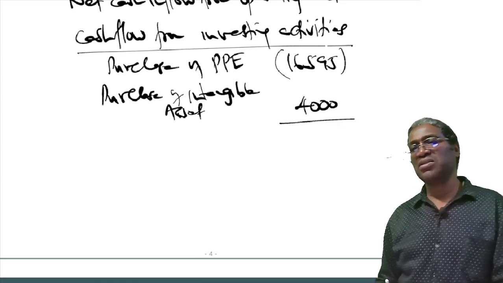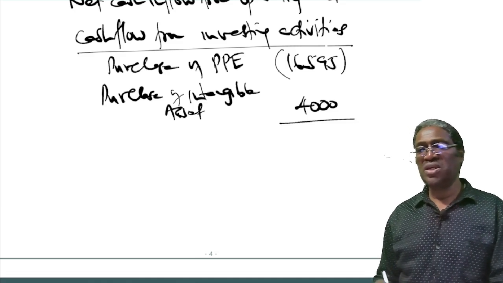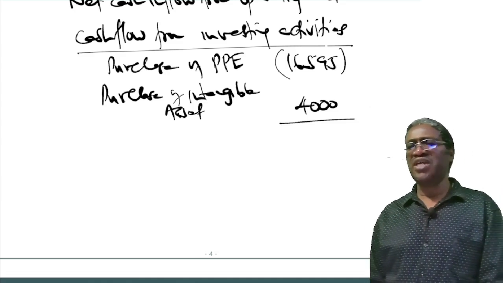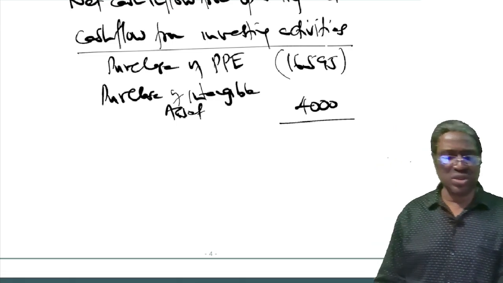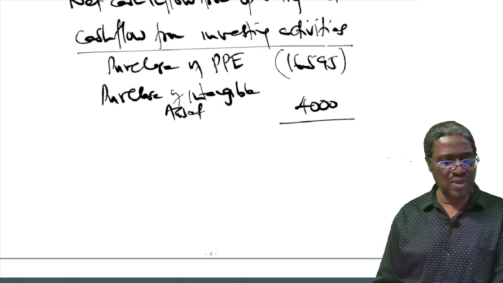Let's get the net and push it to the extreme. 16,595 minus 4,000. I remain with a balance of how much?